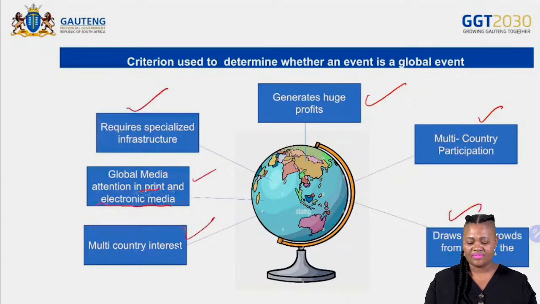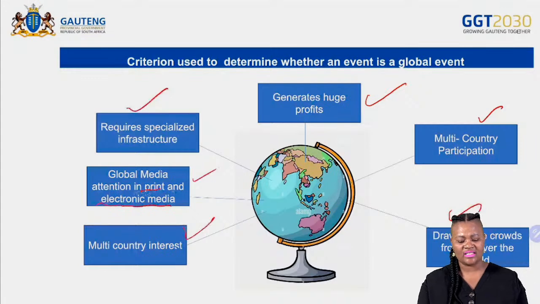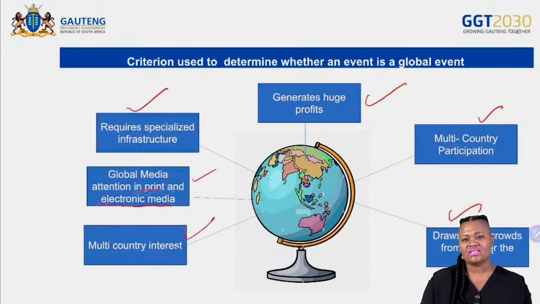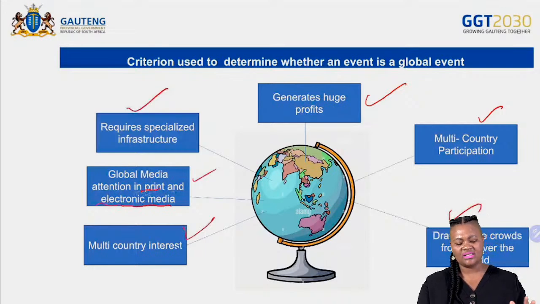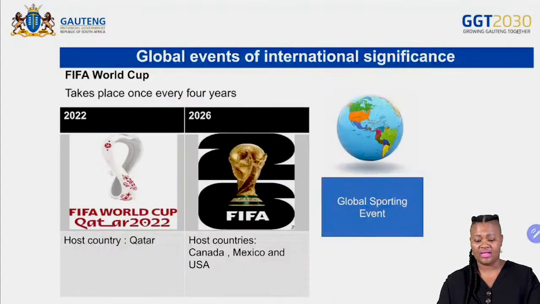So all these aspects: generating huge amounts of profits, multi-country participation, drawing of large crowds from all over the world, multi-country interest, global media attention in print and electronic media, and requiring specialized infrastructure would be the criterion that is used to determine whether an event is a global event. So immediately when you know that there's multi-country participation, large crowds, huge profits, specialized infrastructure, and multi-country interest, you know that it is a global event.